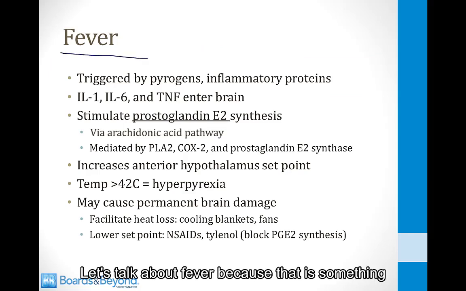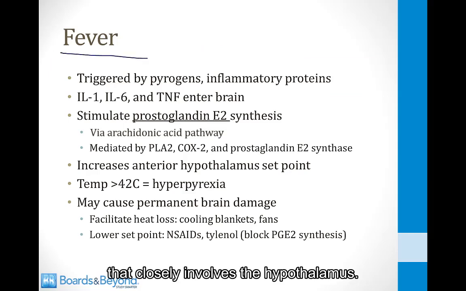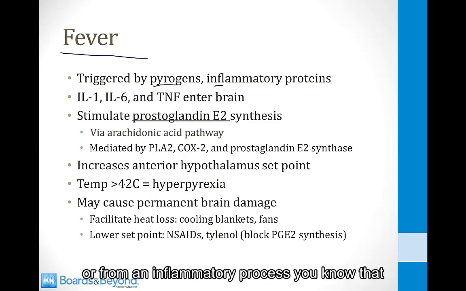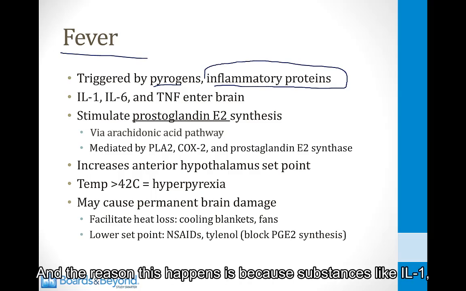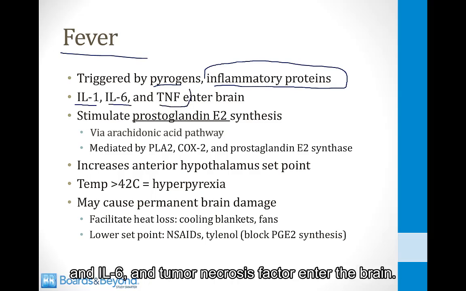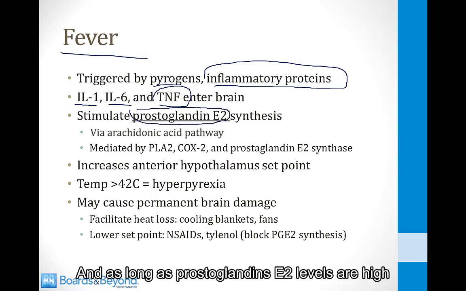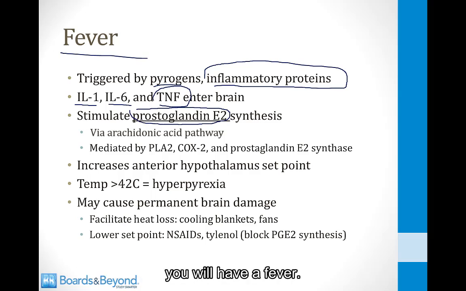Let's talk about fever, because that is something that closely involves the hypothalamus. So if you have pyrogens in your body from an infection or from an inflammatory process, you know that you will get a fever. And the reason this happens is because substances like IL-1 and IL-6 and tumor necrosis factor enter the brain. They stimulate the synthesis of prostaglandin E2, and as long as prostaglandin E2 levels are high, you will have a fever.